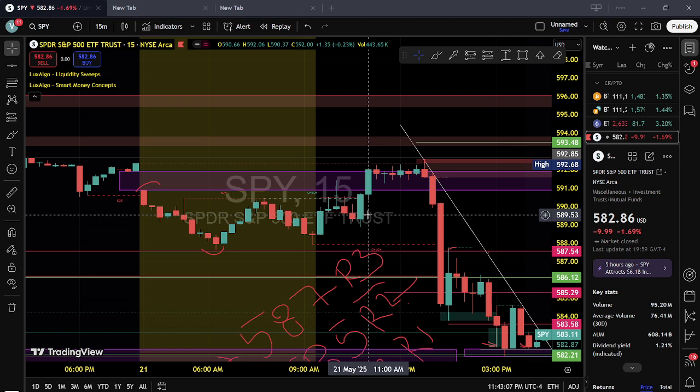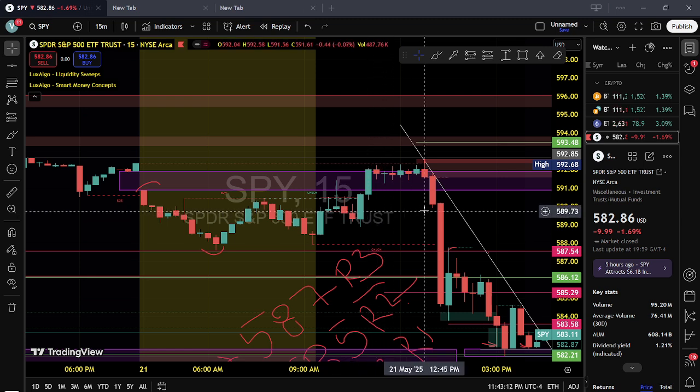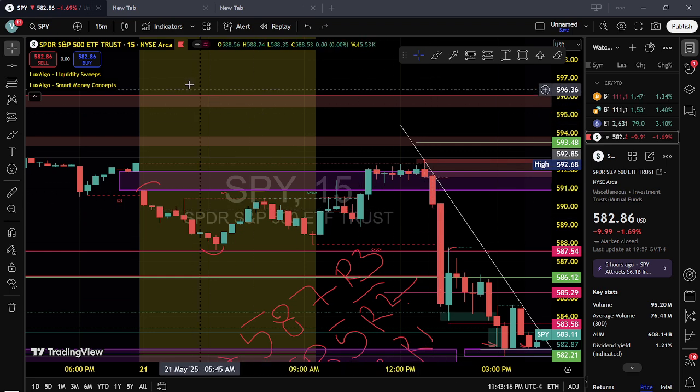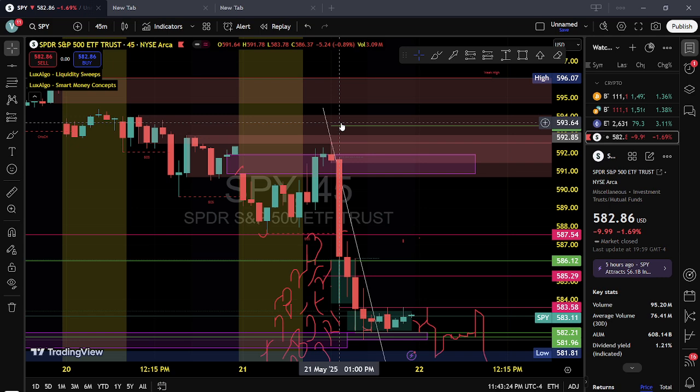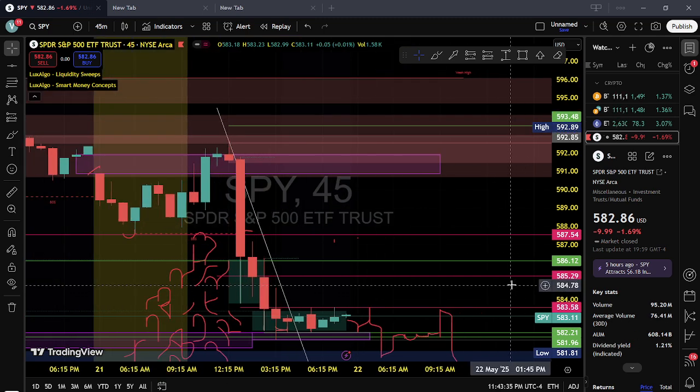317K, 443K. What kind of volume is coming, right? Look at this volume. These kinds of volume we require. 1.3 is 45 minutes. This kind of volume we require. Look at this 3. The volume is 95 million, the average volume 76, right?